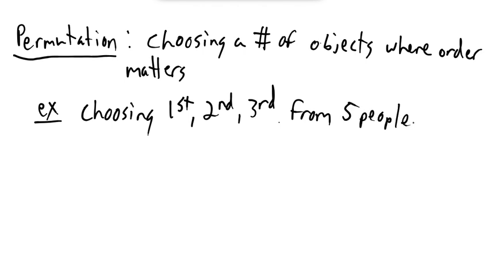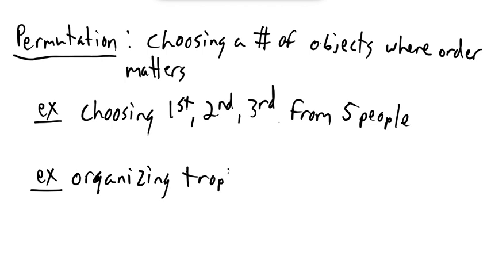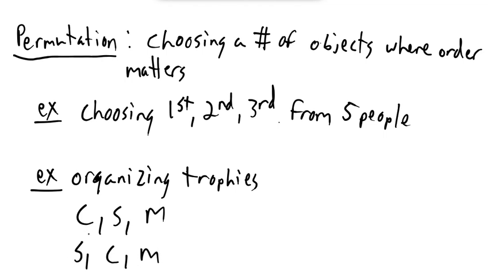Right. What else would it be where order matters? Well, let's say you're trying to organize something. Let's say you're organizing all of your trophies. If we're organizing trophies, then having the chess trophy first, the swim trophy second, and the math trophy third would be different than if we put the swim trophy first, the chess trophy second, and the math trophy third, right? Either of these would declare a different amount of importance, and both of these are wrong because math is clearly the most important trophy there.